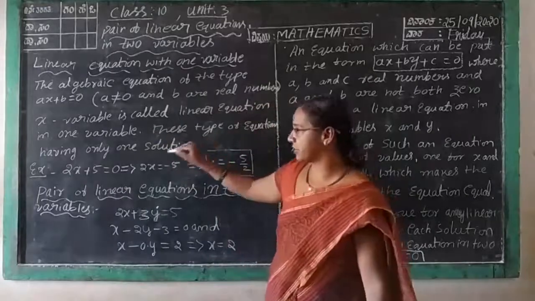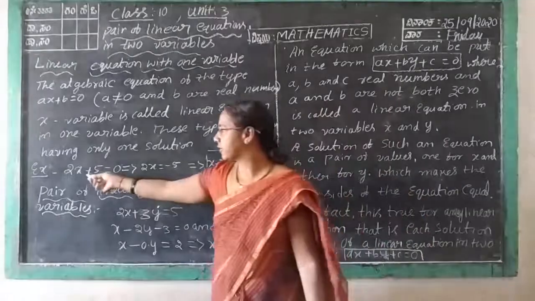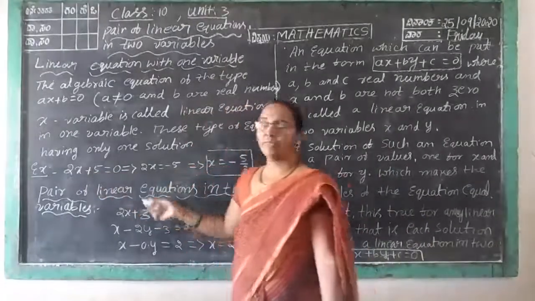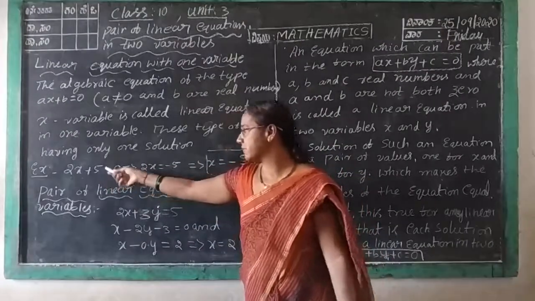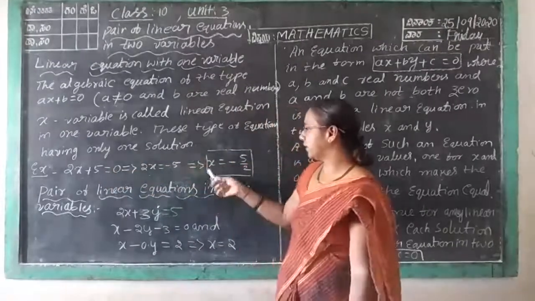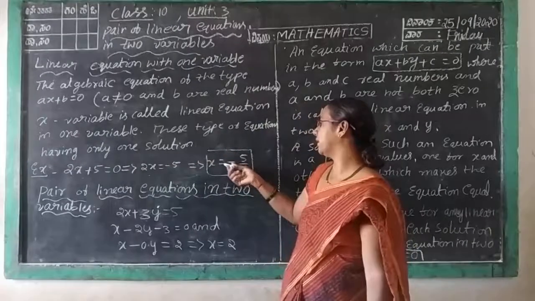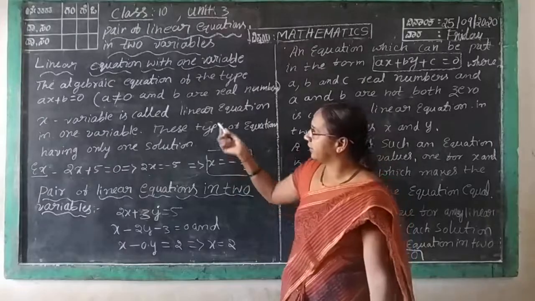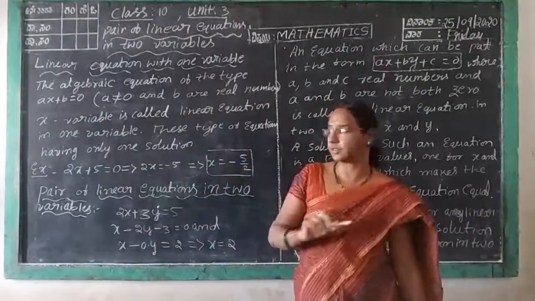This type of equation has only one solution. An example is 2x + 5 = 0. Then 2x = -5, since the +5 is transferred to the other side as -5. Then the 2 is transferred to the right side, and we get the answer x = -5/2. So a linear equation in one variable has one solution.